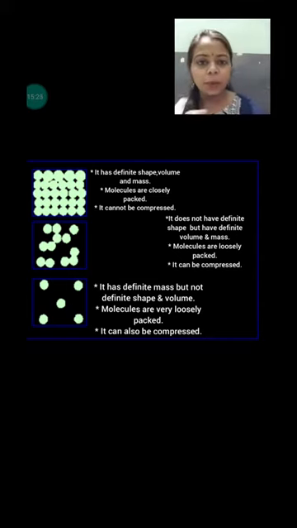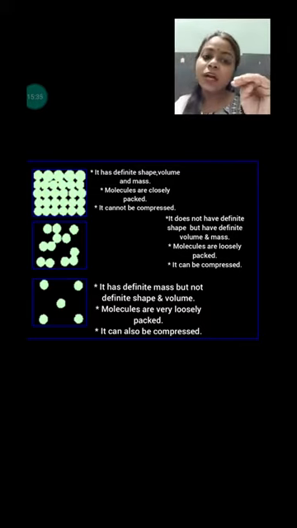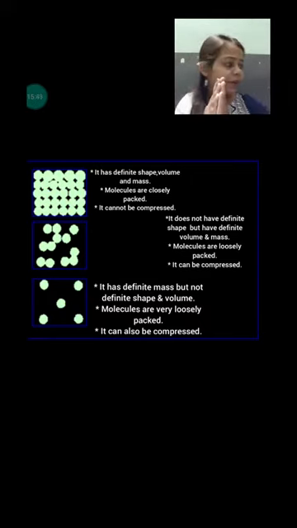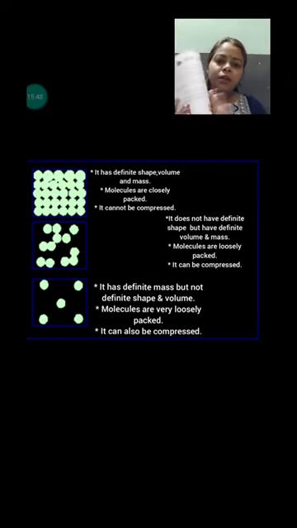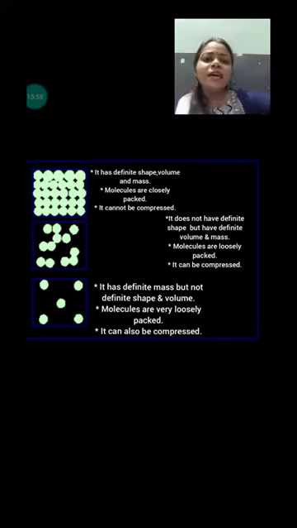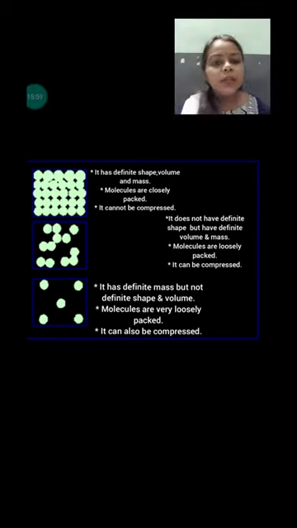Now let's see the properties. The properties of the solid are: it has a definite, that means fixed, shape, fixed volume and fixed mass. Molecules are closely packed. Next, it cannot be compressed. What is the meaning of compressed? Let me show some solid thing. See, this is a book, this is a solid. If I am trying to compress it, that means reduce its size, then I cannot. Why? Because the molecules are very closely packed. We cannot compress that.